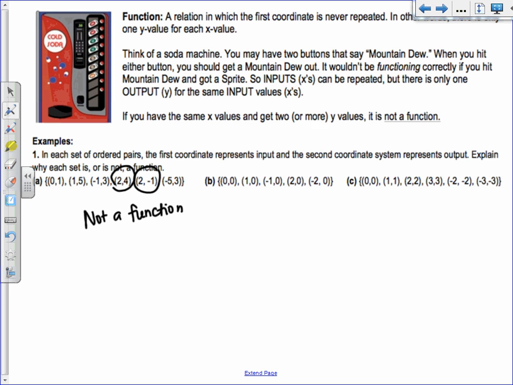All right, so how about the next piece? So I have 0, 0, 1, 0, negative 1, 0, 2, 0, negative 2, 0. Yeah, that one is a function. Does this make sense? You can push different buttons and get the same thing out. That's okay. You know, the Mountain Dew button, Mountain Dew number 1, you get a Mountain Dew out. Mountain Dew number 2, you get the same thing out. Right, so this is okay. So you're not ever having the same input, right? All of the inputs are different. So yes, it's a function.